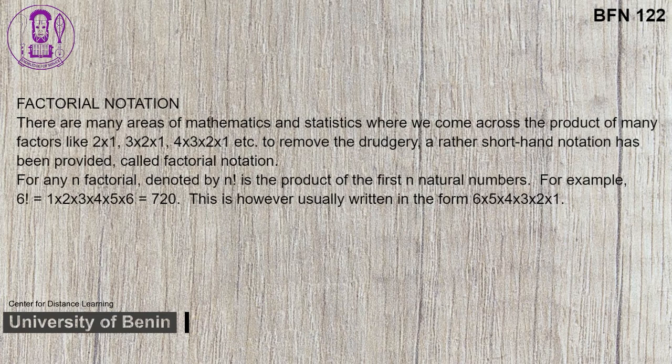For any n, n factorial, denoted by n!, is the product of the first n natural numbers. For example, 6! equals 1 by 2 by 3 by 4 by 5 by 6 equals 720. This is however usually written in the form 6 by 5 by 4 by 3 by 2 by 1.